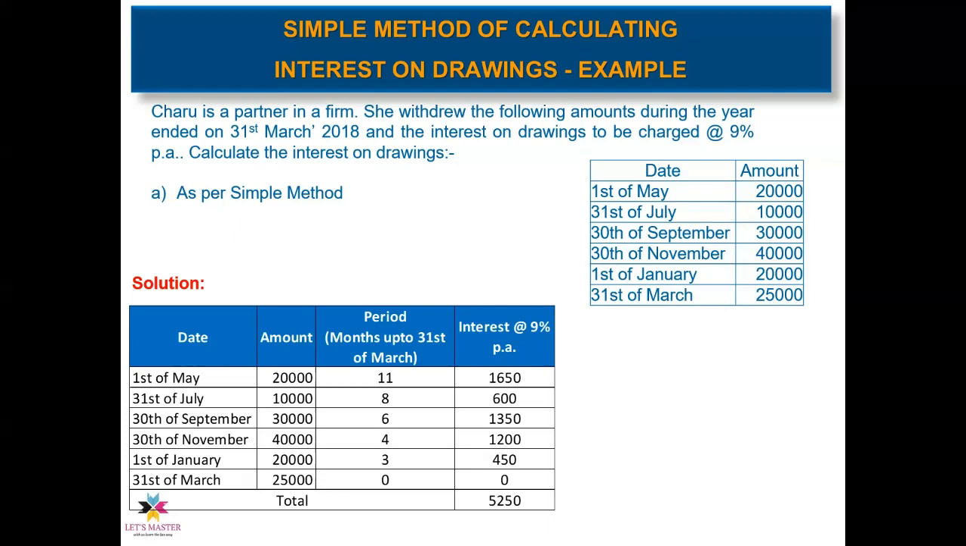So here in the simple method, as shared earlier, the interest on each amount of withdrawal is calculated separately. And the total comes to 5,250. No interest is charged on the amount withdrawn on 31st of March because that is the last day of our accounting period. So in that particular accounting period, this amount is not even used by the partner at all. That's the reason we have not calculated any interest on this 25,000.